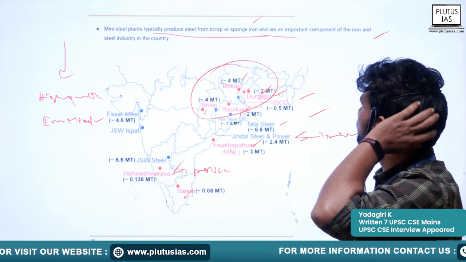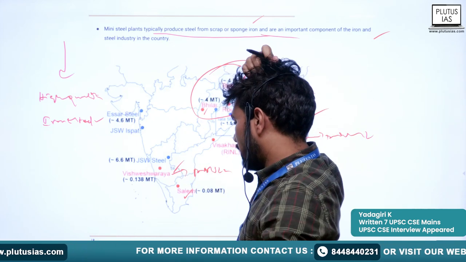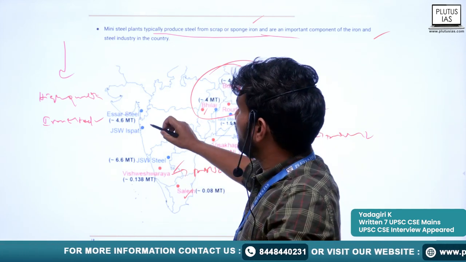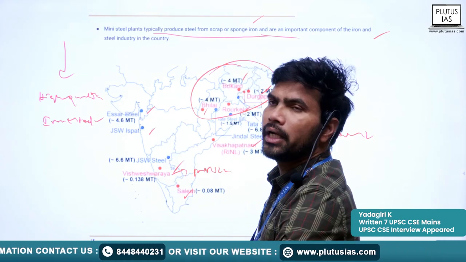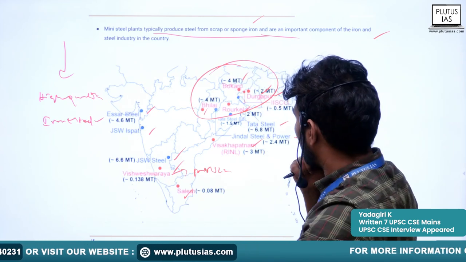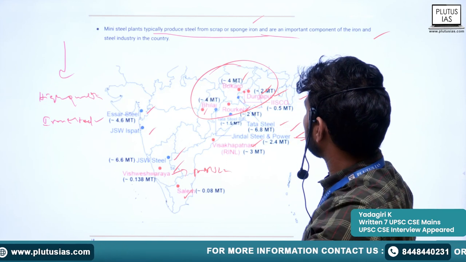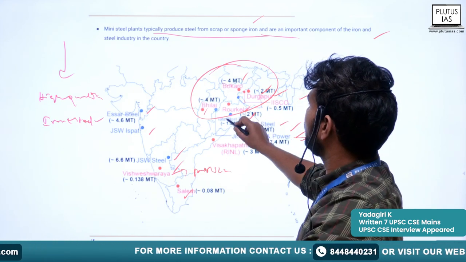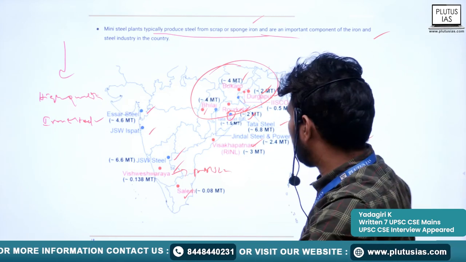Next, the steel plants in the private sector: SR Steel is in Gujarat, GSWC Ispat is in Maharashtra, JSW Steel is in Karnataka, Jindal Steel and Power is in Chhattisgarh, and Tata Steel, we have seen, is in Jharkhand. Right. So these are the steel plants in the private sector.